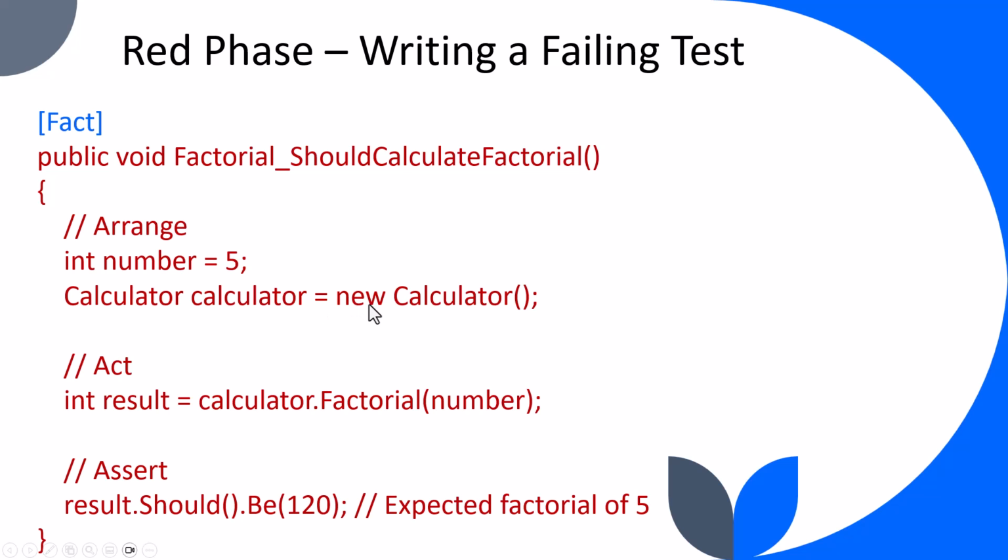Now we will soon see that this calculator class is just a shell class at the moment, and we are calling the calculator class's factorial method and passing the number. Okay, and the result should be 120. Expected factorial of 5, 1 into 2 into 3 into 4 into 5 is 120. So let's see it in action.